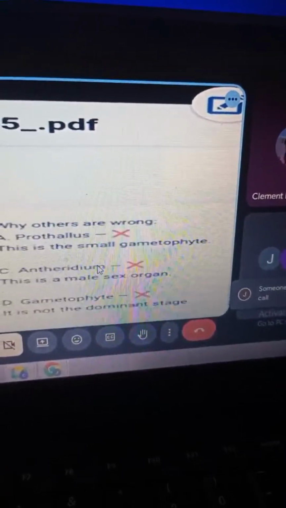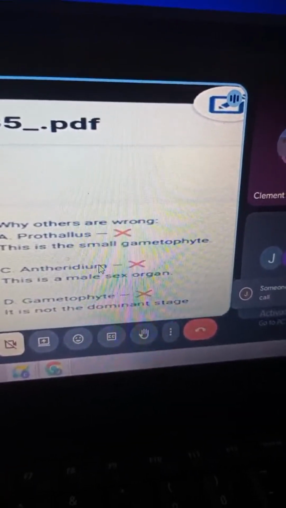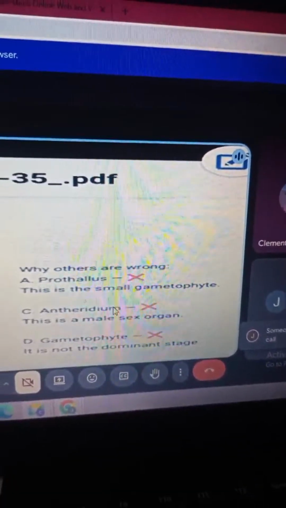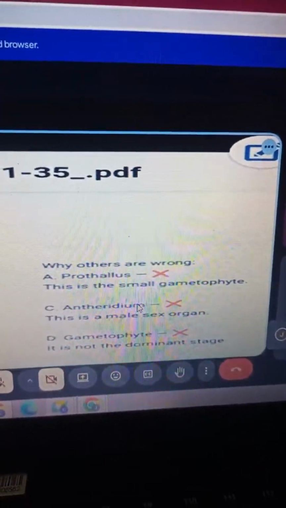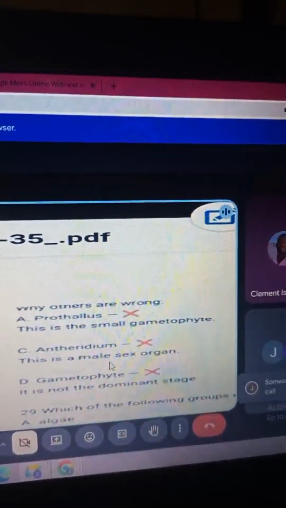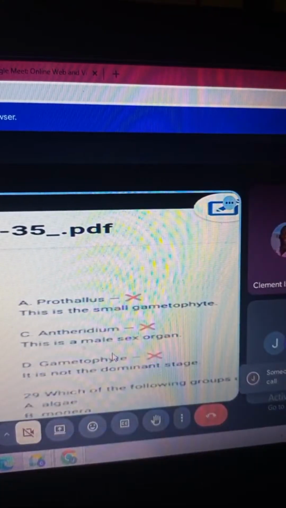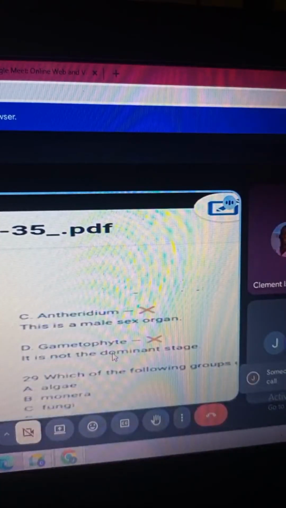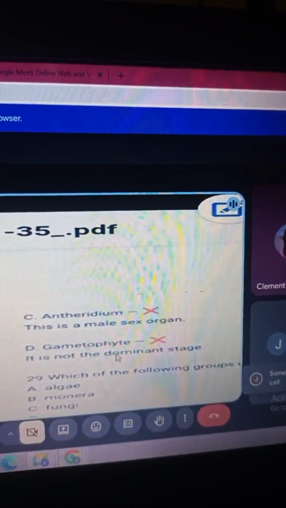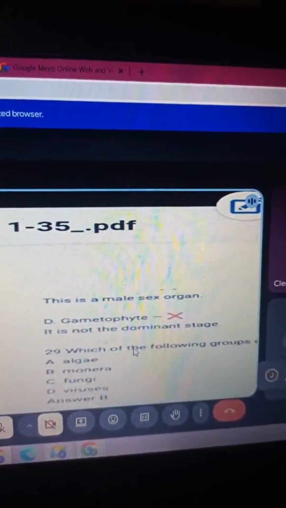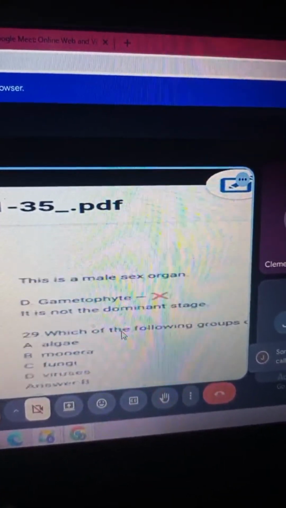Now, prothallus is not the answer. This is because this is the small gametophyte. Then C, androecium is not the answer. This is the male sex organ, which I told you earlier on. Then gametophyte is not the dominant stage. The dominant stage is sporophyte. Take note of that.